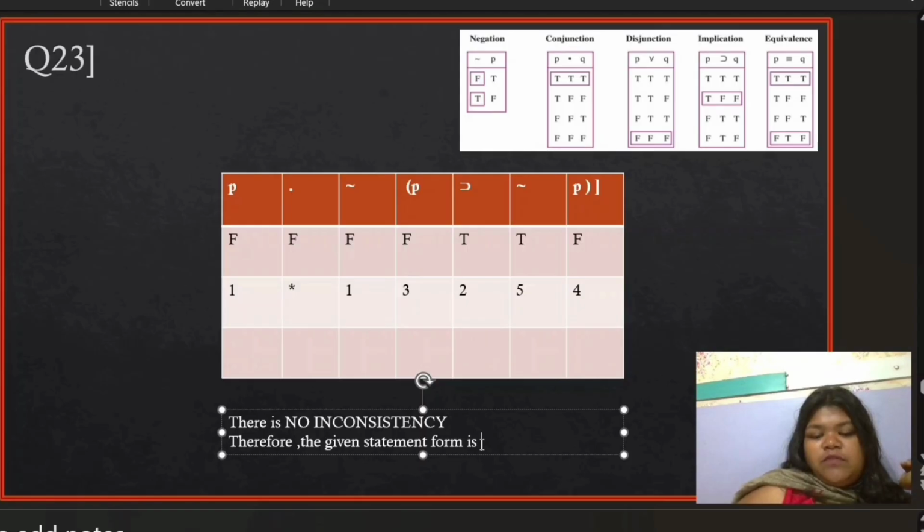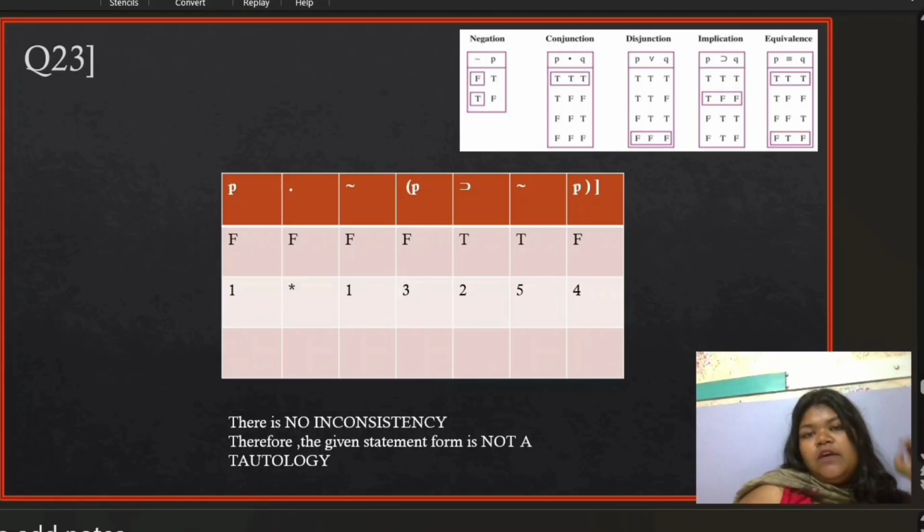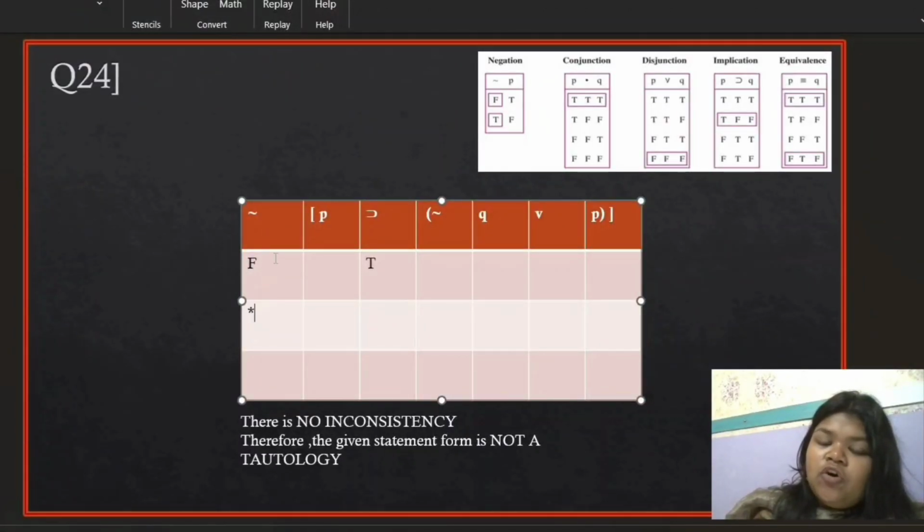So the given statement form is not a tautology. Easy. The entire bracket is neglected. You will consider the curl as false and true, because that curl represents the main connective. So your main connective is false. Now we use the first possibility. Now go for the second possibility, FTT.